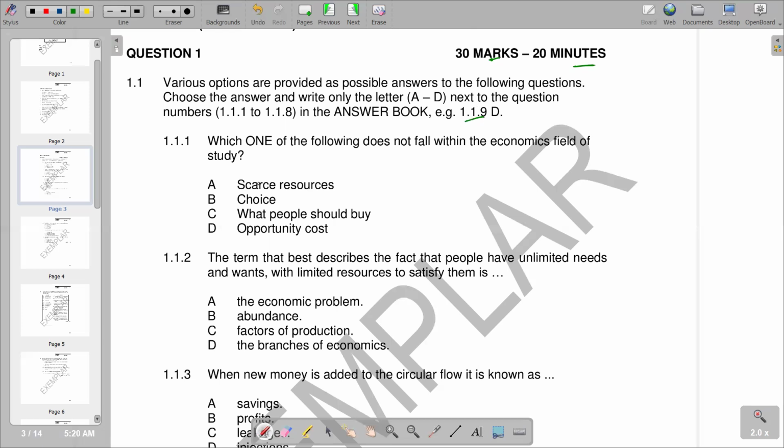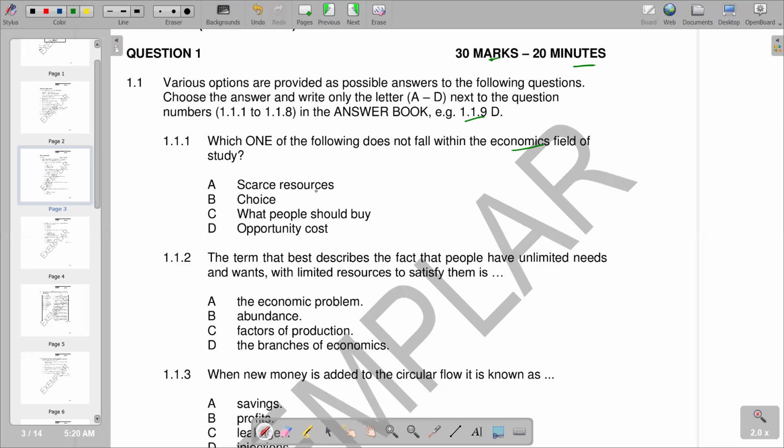So first part 1.1.1 reads: which one of the following does not fall within the economics field of study? We have got scarce resources, we also have choice, and we have what people should buy, and opportunity cost. But our question is emphasizing the economics field. If you look at scarce resources, choice, and opportunity cost, we know that this is part of the economic field, and this consists of the basic economic problem.